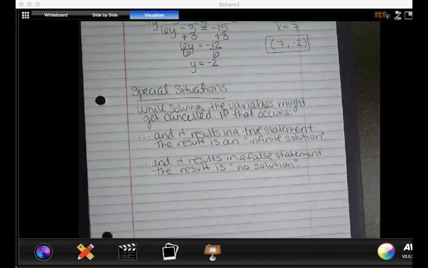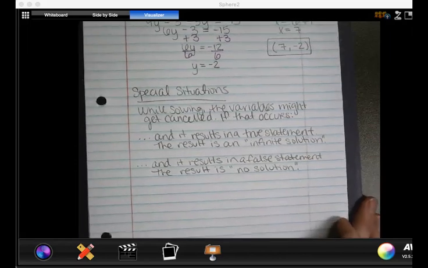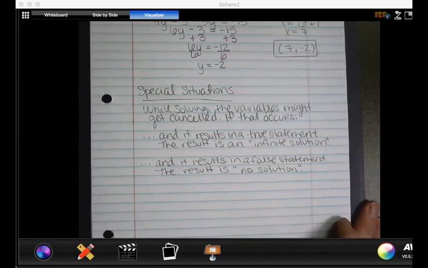Now, we've discussed these before in previous equations, so know that the situation could occur with systems as well. One of these or both of these could be on your assignments, reviews, or tests, so make sure that you're aware that they could possibly occur.